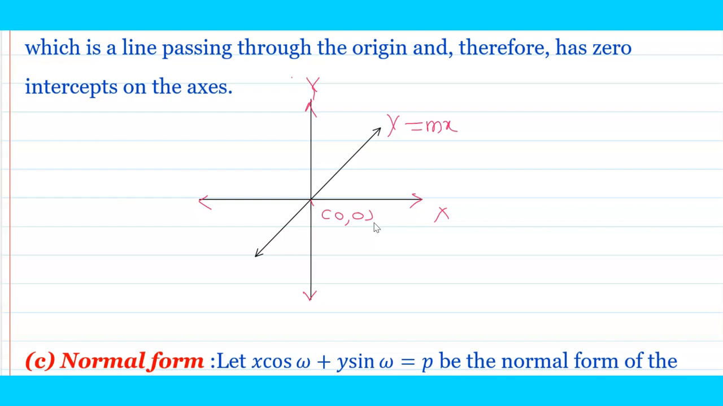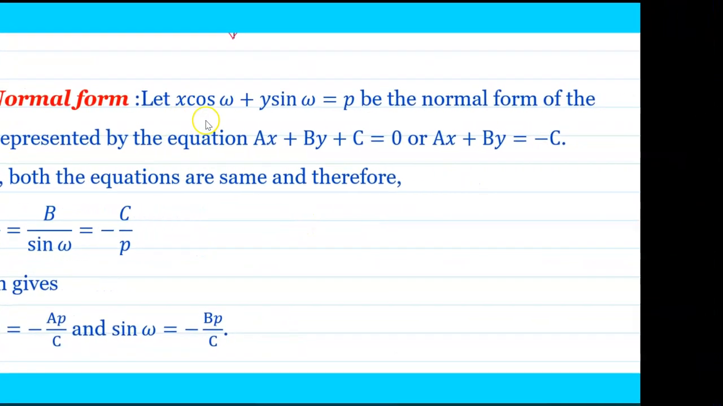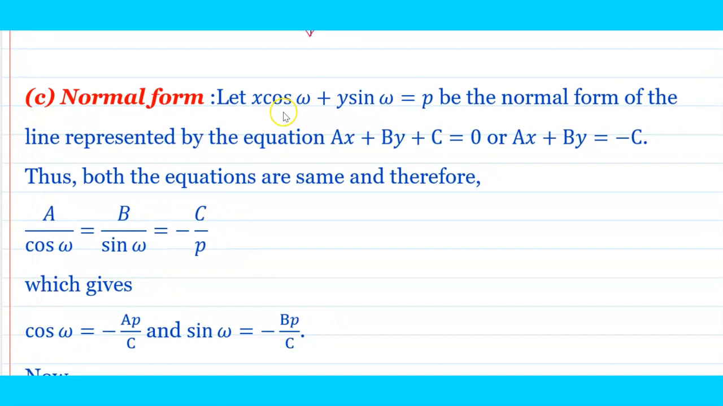Okay. Now the next, normal form. Let x cos omega plus y sin omega is equal to p be the normal form of the line represented by the equation ax plus by plus c is equal to 0. Transfer this c to the right hand side, then it will become minus. Then ax plus by is equal to minus c. Thus both the equations are the same, equivalent.